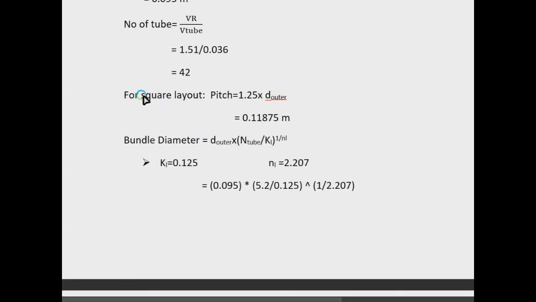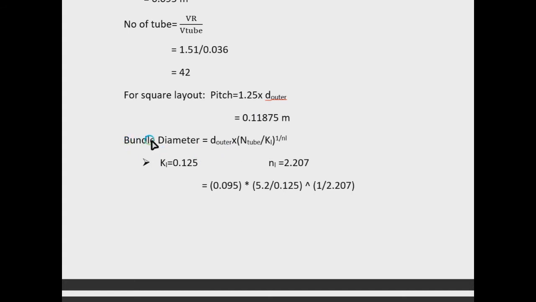Again we have a triangular layout or a square layout. Here we have assumed the square layout, so the pitch will be equal to 1.25 times the outer diameter, which is 0.11875. It is always larger than the outer diameter. The pitch is always greater than your outer diameter, remember.